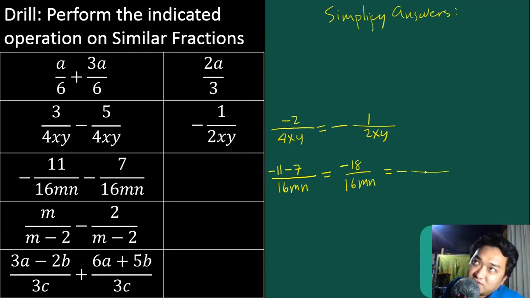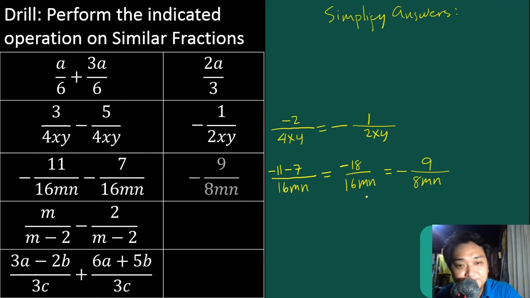Let us look for a common factor between 18 and 16. So, that is 2. So, 18 divided by 2 is 9, and 16 divided by 2 is 8. So, the final answer is negative 9 over 8mn. Yan. Let's see if we are correct. So, that is negative 9 over 8mn.